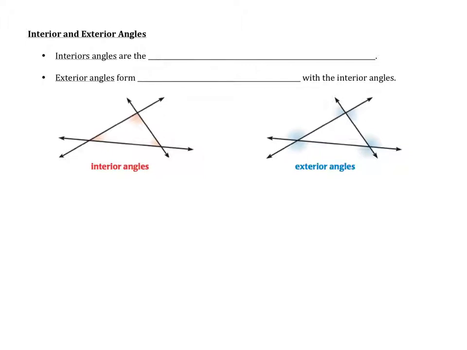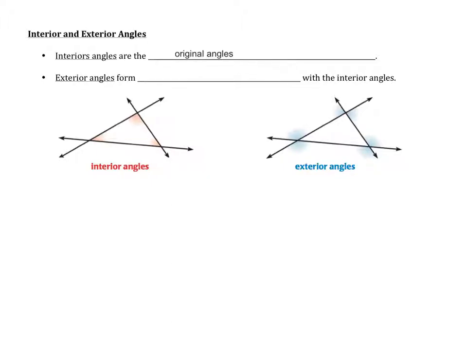Interior angles are the original angles in the triangle. So again, in the diagram, you can see they are marked here in red. Those are the interior angles. Next, you can see we have exterior angles. These are the blue ones in the diagram at the right.